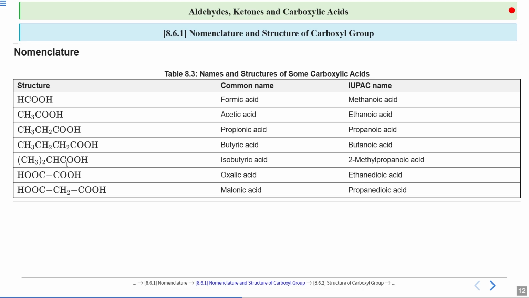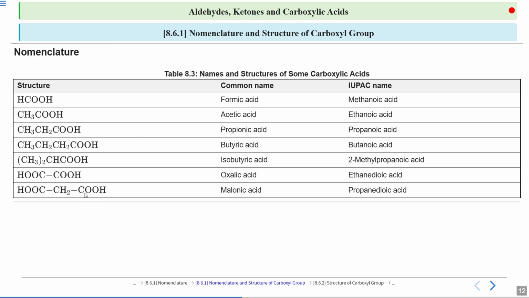Similarly, for the next one, it is isobutyric acid. If you write the IUPAC name, you will see that on the second carbon a methyl group is attached, so the IUPAC name will be 2-methylpropanoic acid. For the next one, the common name is oxalic acid. In the IUPAC name, we have 2 carboxylic acid groups and 2 carbon atoms, so the root word is ethane. So it is ethanedioic acid, di because it indicates that 2 COOH groups are there.